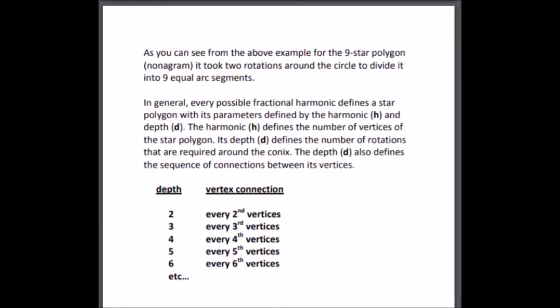And in general, every possible fractional harmonic defines a star polygon, with its parameters defined by the harmonic h and its depth d. The harmonic h defines the number of vertices of the star polygon, and its depth d defines the number of rotations that are required around the conics. And the depth also defines the sequence of connections between vertices, either every second vertex, every third, fourth, fifth, or sixth vertex, etc., depending on the mixed fraction that represents the fractional harmonic.